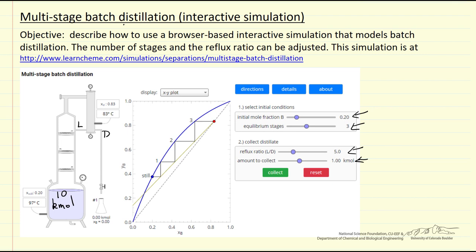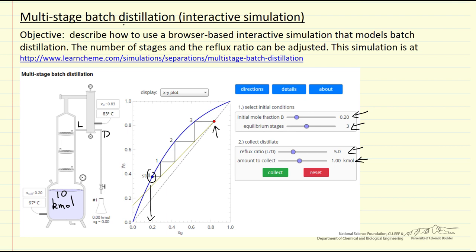so the mole fraction of distillate, the mole fraction of the still, and the temperatures are continuously changing, and we can see that in the simulation. So I'm showing an X versus Y plot here, where the still, mole fraction 0.2, is what we set at the start, and you can see the distillate concentration is 0.83 at the beginning. So we're getting significant separation enhancement of the more volatile component.